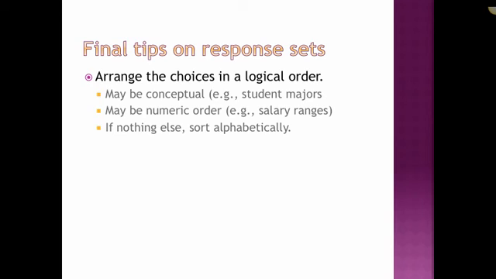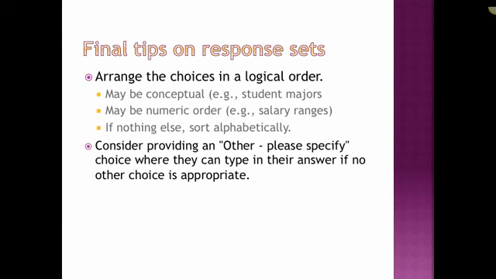You can do it conceptually. Let's say you're going to ask people to pick their major from a list: maybe you'll put all the social sciences together, then all the business majors together, all the engineering majors together, that kind of thing. So that's conceptual ordering, or you could do it numerically. Oftentimes when you're asking about numbers, it's best to order them, like salary ranges, the example I had a couple of slides ago. Failing anything else, just sort your response options alphabetically.